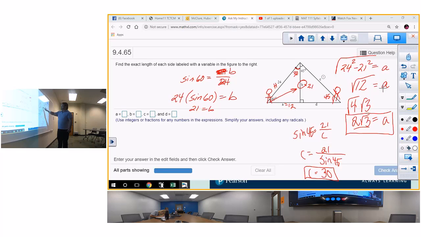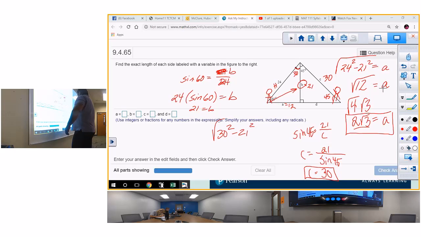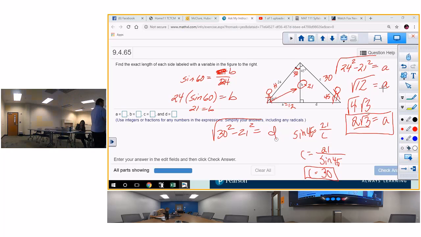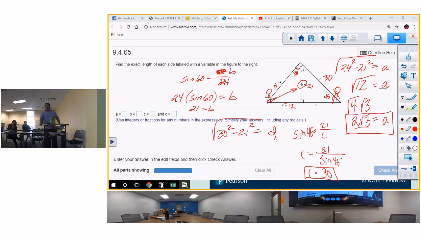So we just found C. So now you can do 30 squared minus 21 squared, take the square root of that, and that's equal to D. Now, I'm not putting them in radicals. And I don't see how you're getting these decimals. I don't know if you're going to be able to put them in radicals either, but we'll just type the answers in and then see what we get.